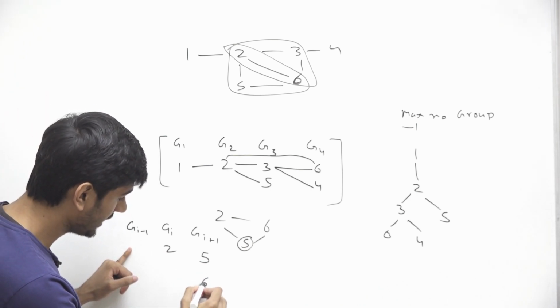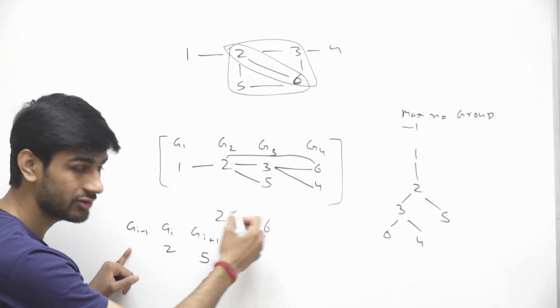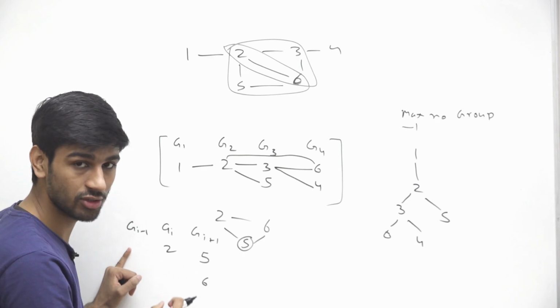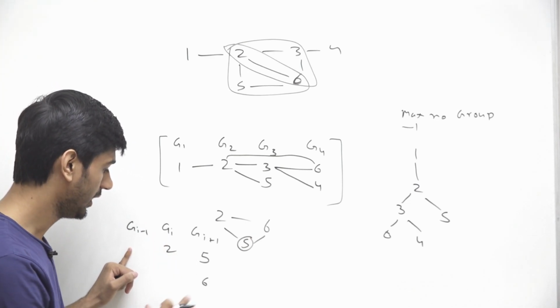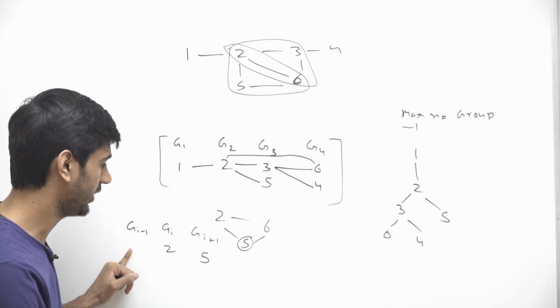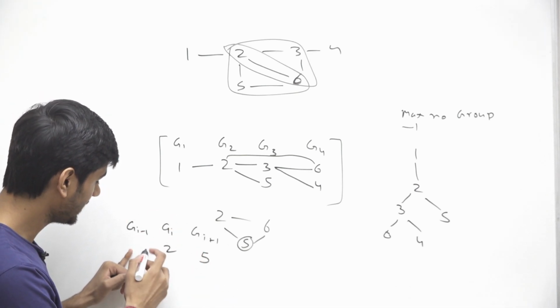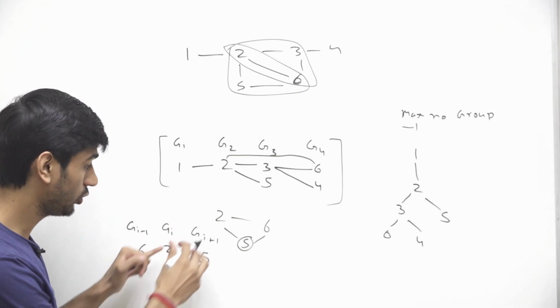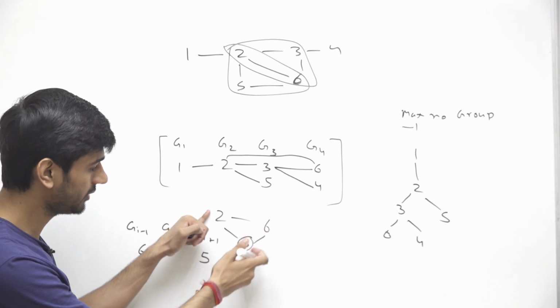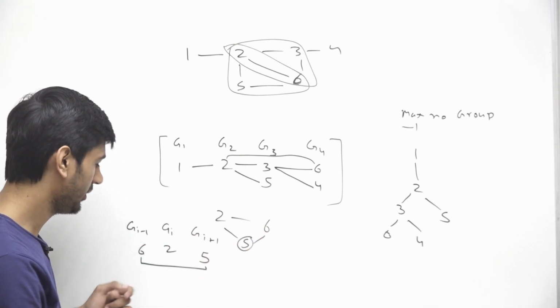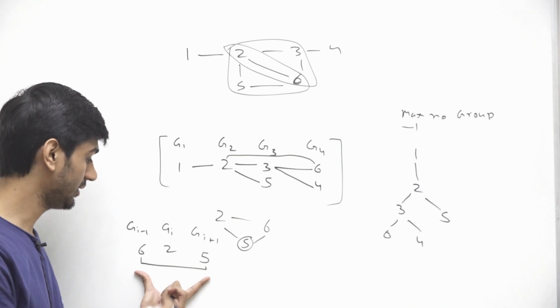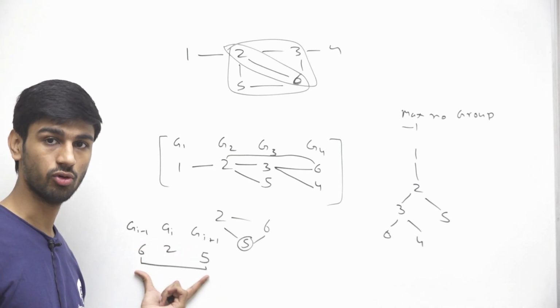So 6 should be present either here or here. If we put 6 here, then 5 and 6 violate the second property, because they both are adjacent nodes and they are present in the same group. They should be present in different groups, okay? So we can't place 6 here if we have placed 5 here. The remaining option is to place 6 here, so that 2 follows the second property with both the nodes. But still 5 and 6 are violating the second property, because 5 and 6 are adjacent nodes and they are not present in adjacent groups, right?